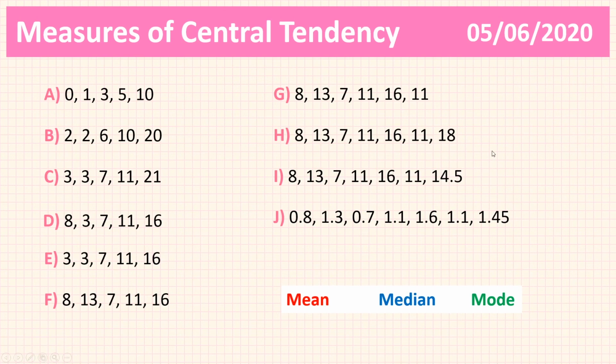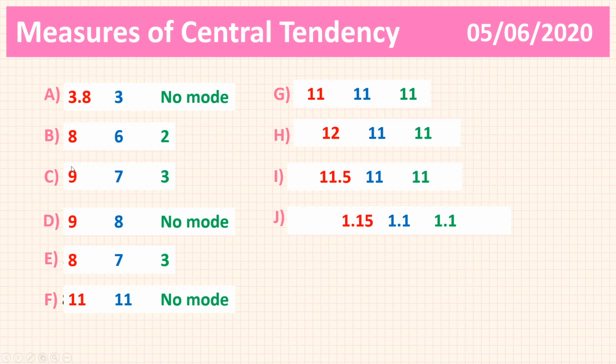Okay, let's have a look at the answers. So here are the answers. All of the red numbers are the mean, the blue numbers are the median, and the green numbers are the mode. If it says no mode, it's because there was no mode in that set of data. So hopefully that's been helpful and you're able to have a better understanding of mean, mode, and median, and understand that they are measures of central tendency.